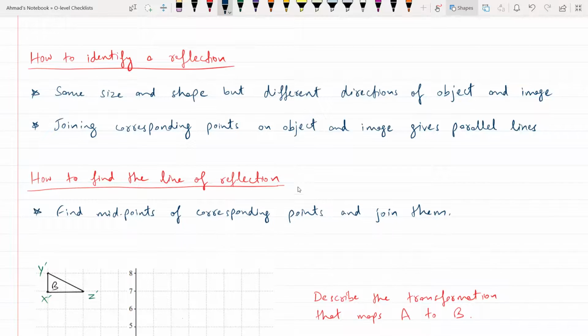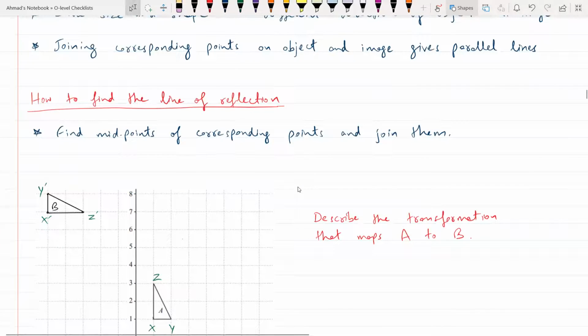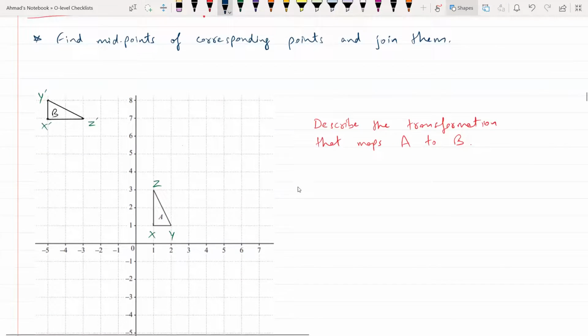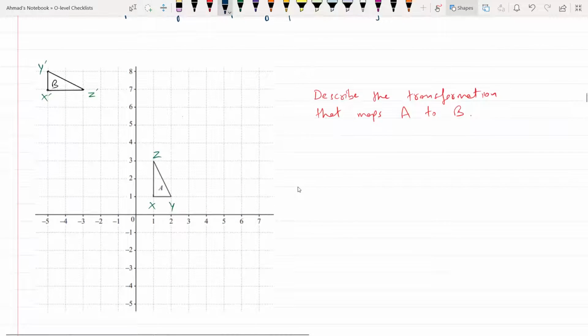ठीक है, let's do an example after this. But इसी तरह से लाइन ऑफ रिफ्लेक्शन कैसे फाइंड करते हैं? You basically just find the midpoints of the corresponding points और उनको ज्वाइन कर देते हैं. That is your line of reflection. Let's do that here. So सबसे पहले आपके पास ये ट्रांसफॉर्मेशन है. You have this transformation that maps A onto B. Okay, A जो है वो B पे मैप हो रहा है. You have to describe this transformation. आपको लग रहा हो शायद ये रोटेशन है और शायद रिफ्लेक्शन भी हो सकता है. We are confused about that. How do you figure out which one of the two it is?